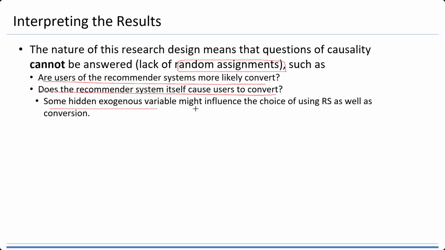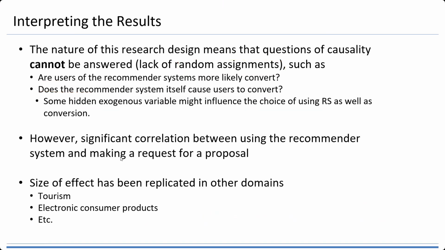And some hidden exogenous variable might influence the choice of the recommender system. For example, maybe there is an economic reason, or maybe there is an internet speed reason, and other things that we cannot measure. There is also another effect in other domains. Maybe in movies it is different from tourism. If it is related to electronic products, it is also different.